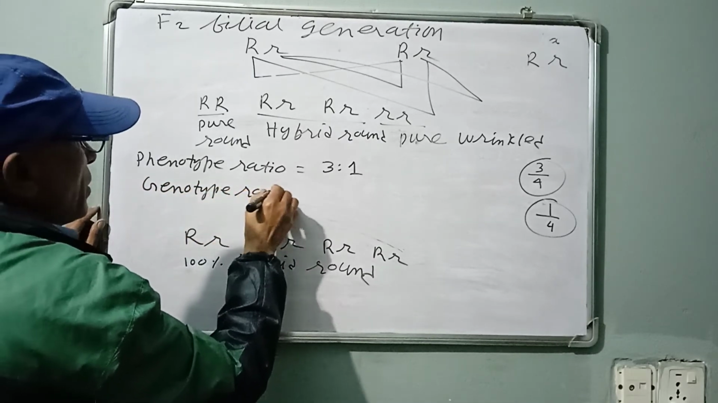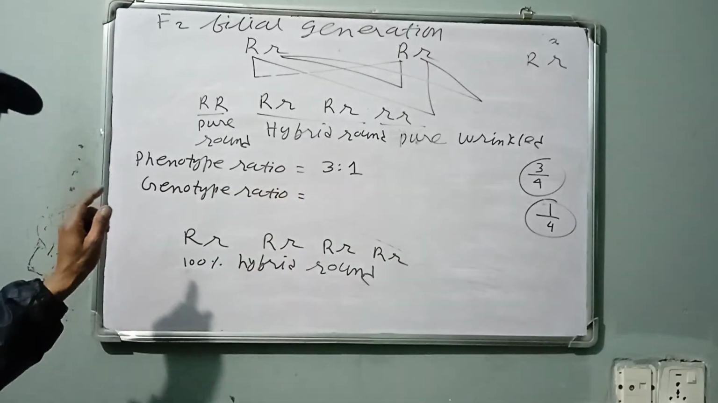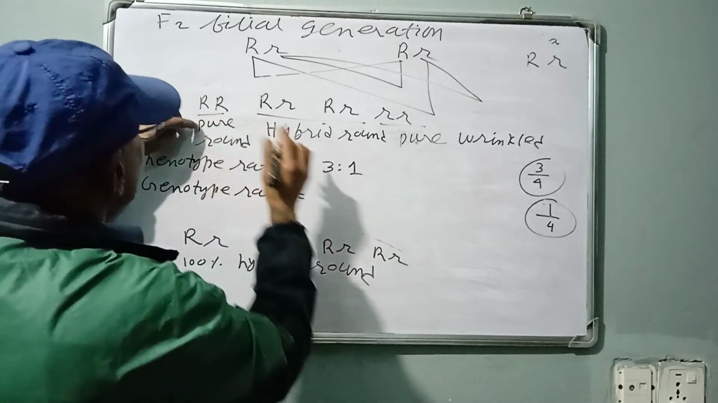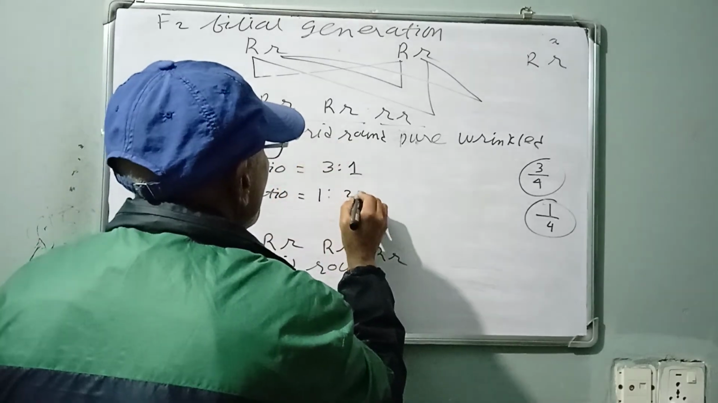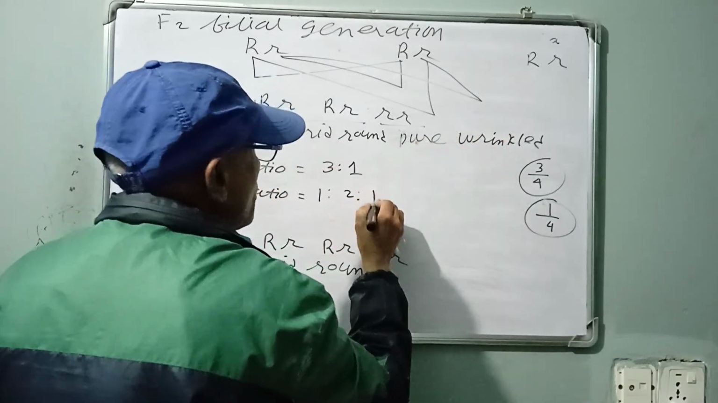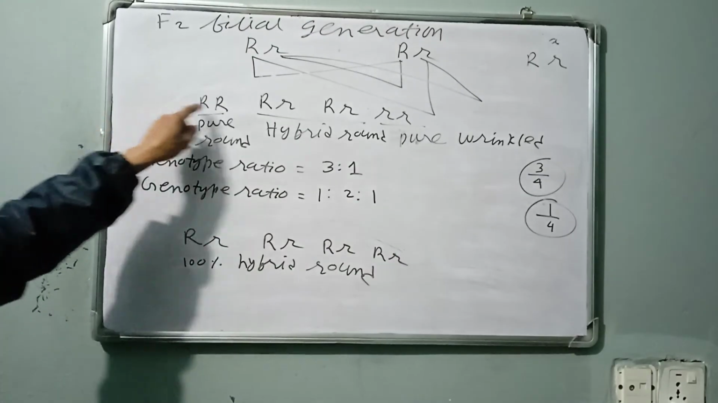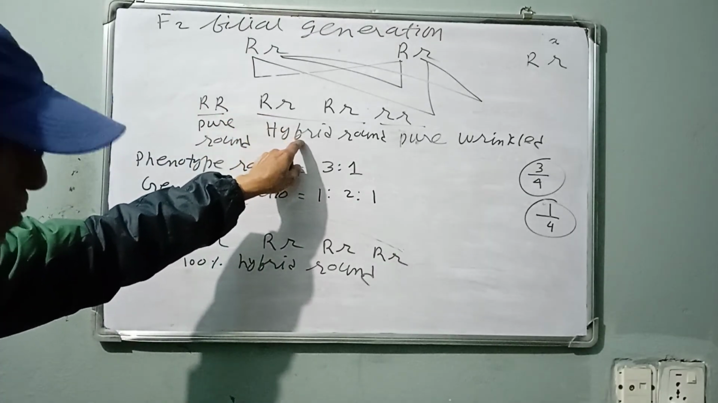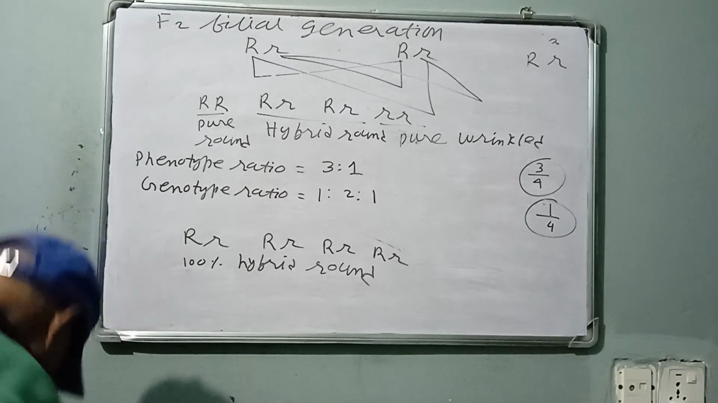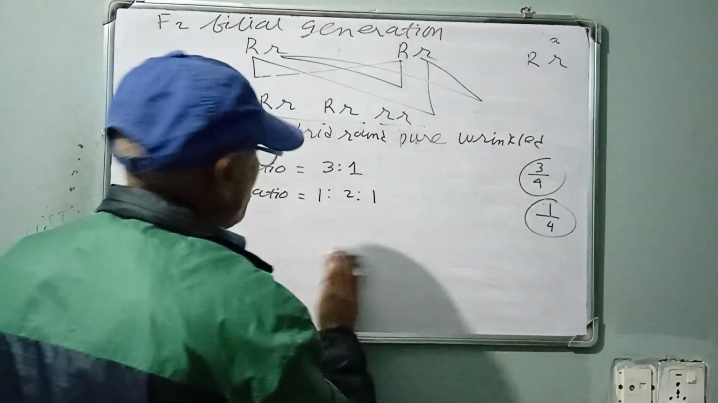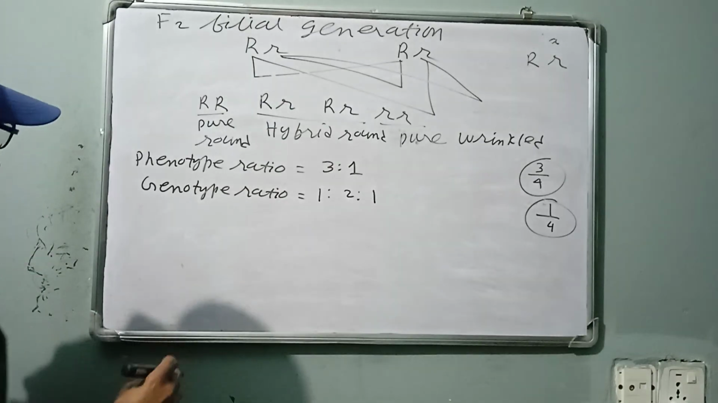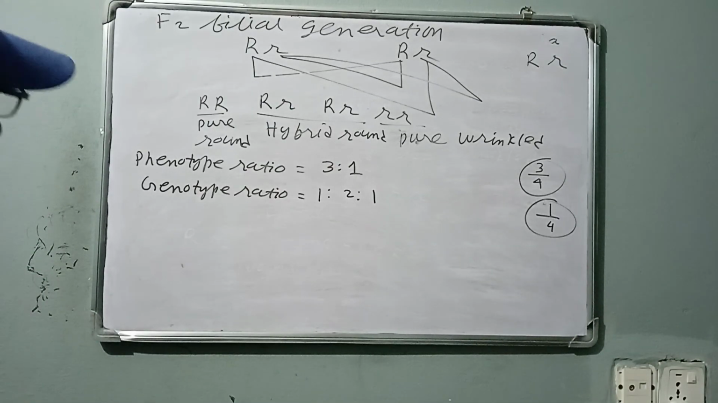Genotype ratio is different. It is the genetic structure. Genotype means pure round 1, hybrid round 2, and pure wrinkled 1. This round and this round are different. So genotype ratio is 1:2:1. This much for today.